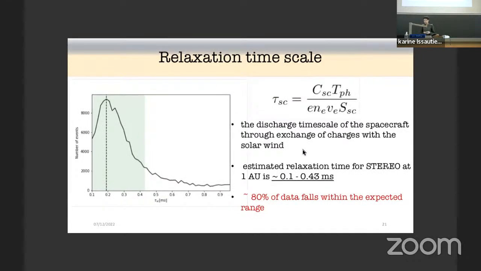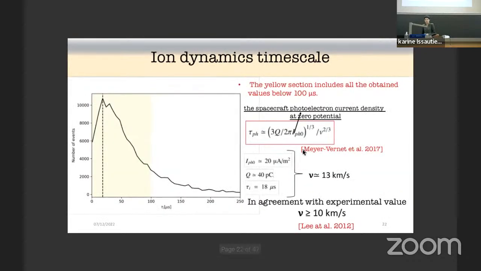So we have 4 free parameters, and the first one is the relaxation time scale. Since we defined this time scale roughly with this equation, we can estimate the value that we expect for STEREO, and it's between 0.1 and 0.43 milliseconds. And actually 80% of the data fit in that expected range. So it makes us believe that our work is good, the model is working properly. So we skip to the other parameter.